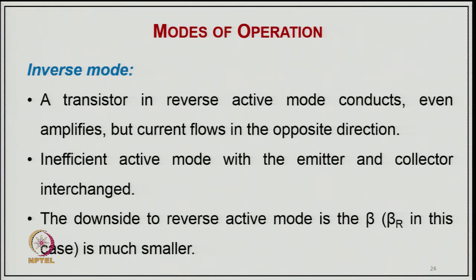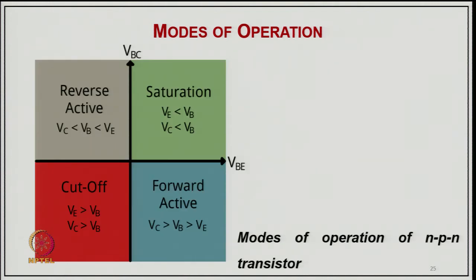So, inefficient active mode with the emitter and collector base interchange, and the downside to reverse active mode is that beta R is much smaller than the normal active mode. And this is something like the modes of operation which we are talking about here. You can call it the forward active mode, where the collector voltage is the highest and the base and emitter follow.